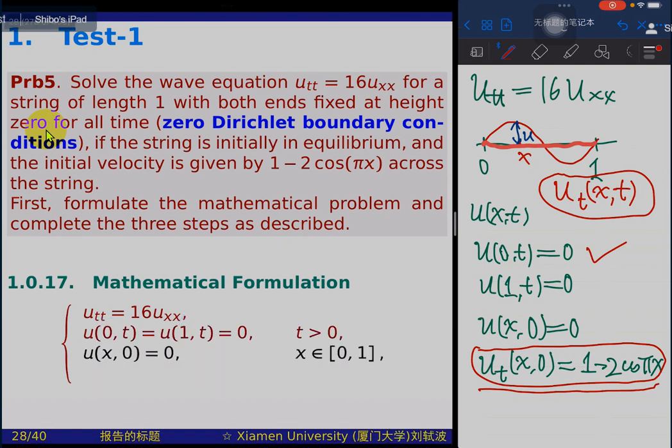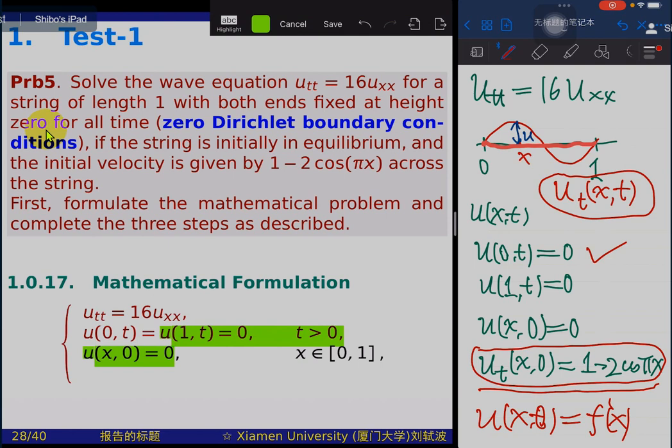Now, for the initial condition, when t equal to 0, this is the initial position or initial displacement. According to the description in the problem, this function is identically 0. In general, u is a function of x and t. When you fix t at 0, u is still a function of x. So in general, u(x,0) should be a function f of x. But in our case, this function of x is identically 0. So this is one of the initial conditions.